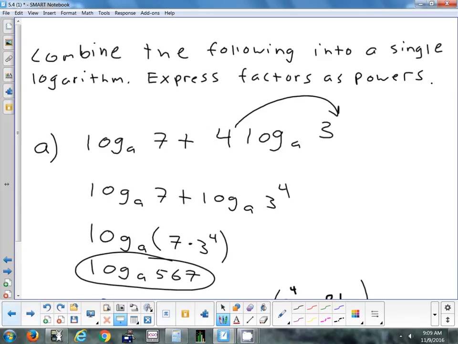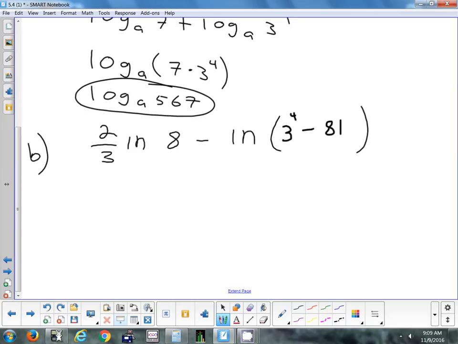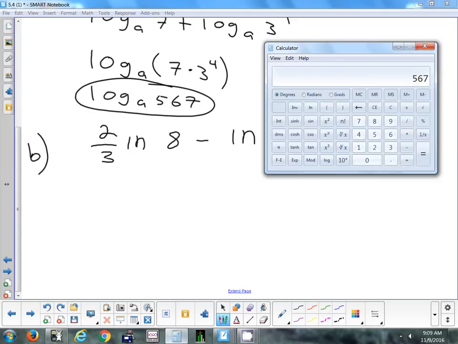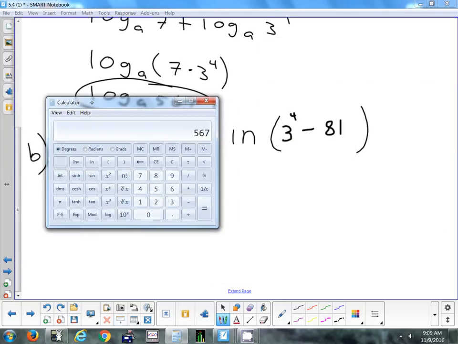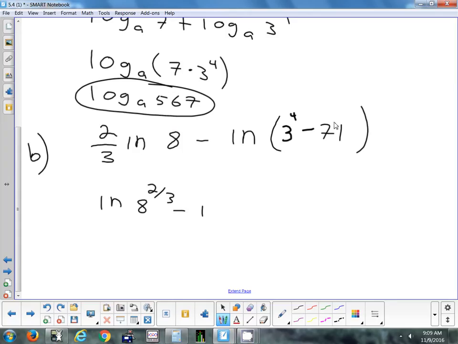Let's look at, I only have one more. So, well, I'll just finish this last one. In that last part, I think I'm going to have to change one number to make that work. Let's make this 71. Okay, so you'd have ln of 8 to the 2/3 minus ln, what's 3 to the 4th? 81. What's 81 minus 71? 10.